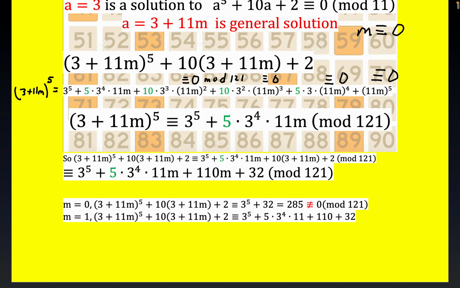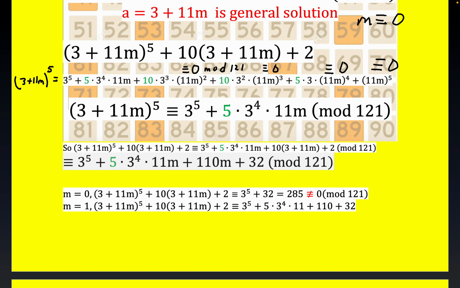Okay? Now at this point, folks, we're going to go through the possibilities here, which would be m equals 0, 1, 2, up to 10, right? You check those are the 11 possible remainders when you divide by 11. Now when you check for m equals 0, you get 285, which is not congruent to 0 mod 121, and so that means 3 is not a solution. You see, 3 would not be a solution.